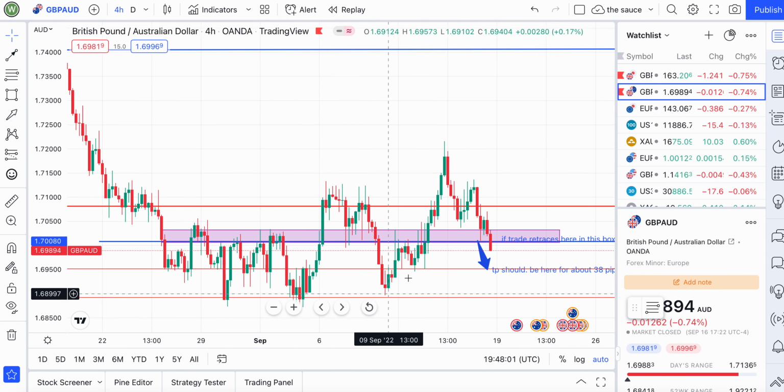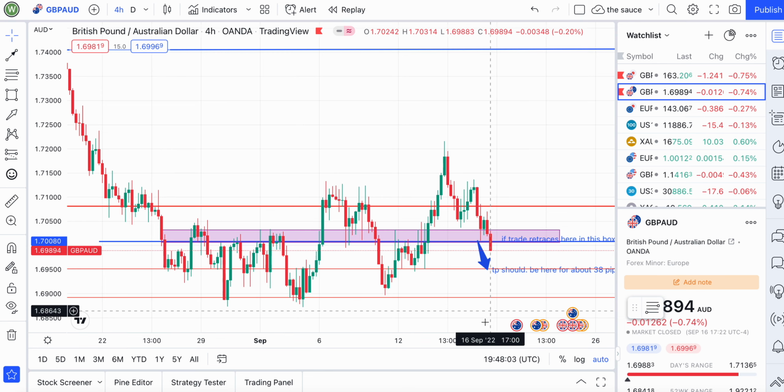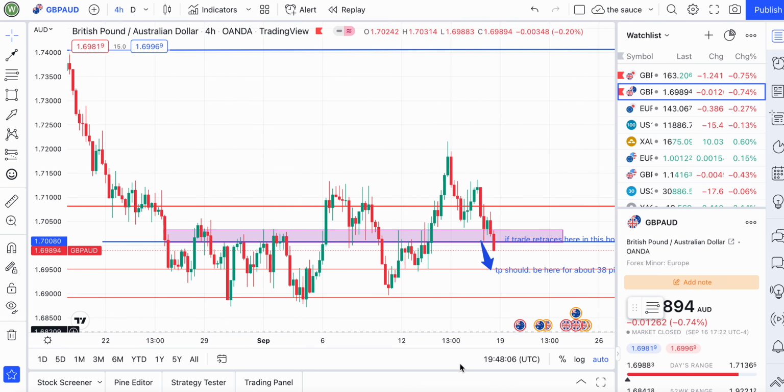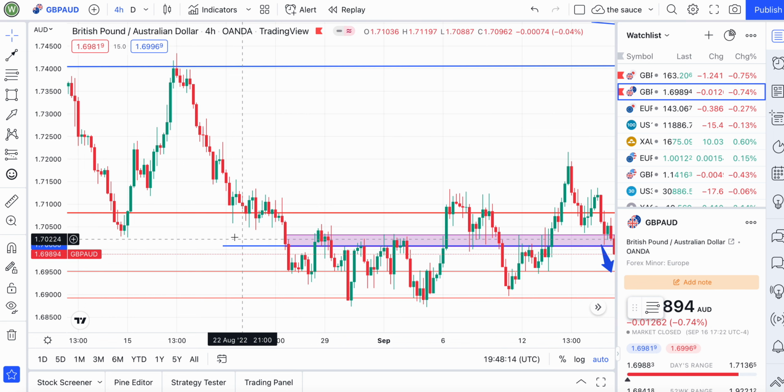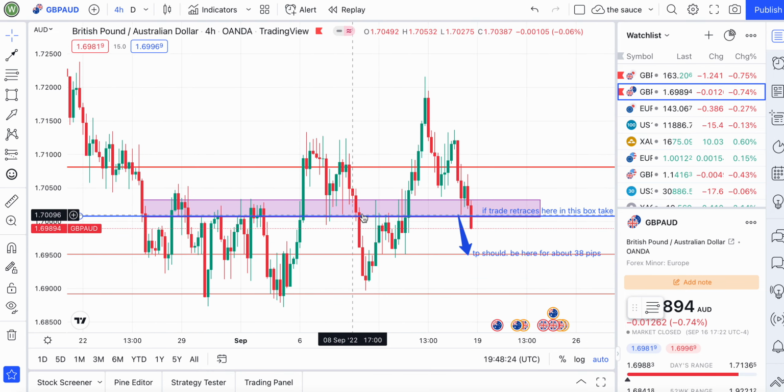What I'm looking for GBP AUD to do is to come down a little bit further, touch this line, retest back up here into this little area right here. That's why I have this box, because this is where the previous low is. So what I did was I marked the candle's closing, the highest point, which is here, and I'm looking for this candle to come all the way down for the sell.